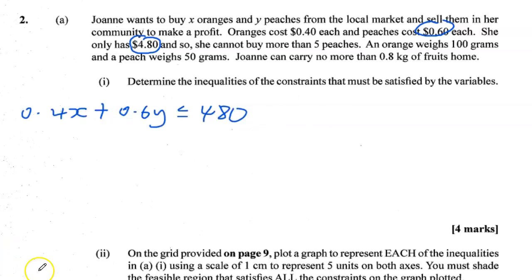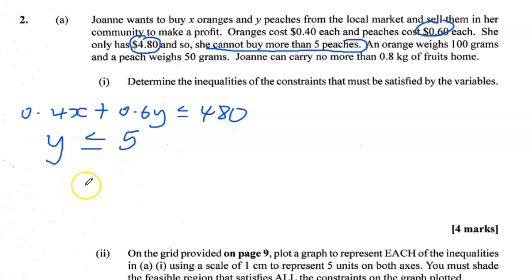That's our first inequality. Next, we are told that she cannot buy more than 5 peaches. So the amount of peaches represented by Y has to be less than or equal to 5. So the amount of peaches cannot be more than 5.